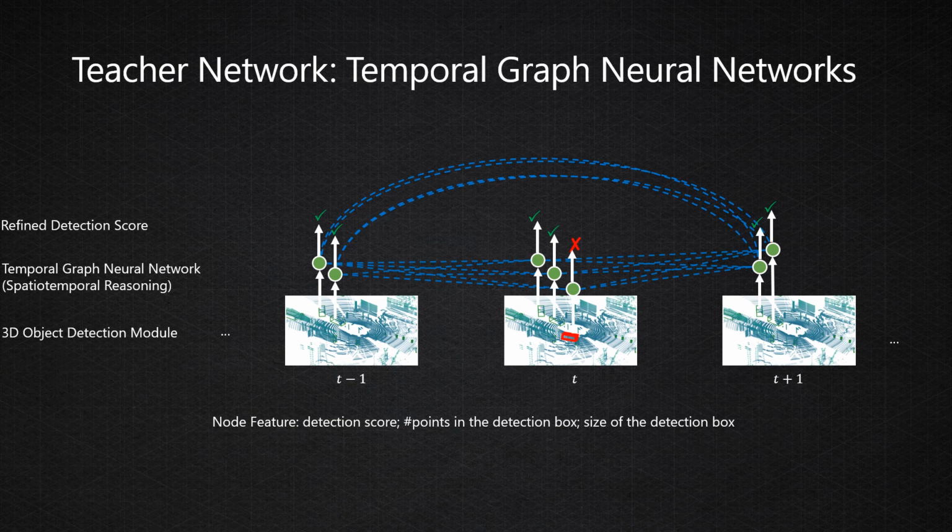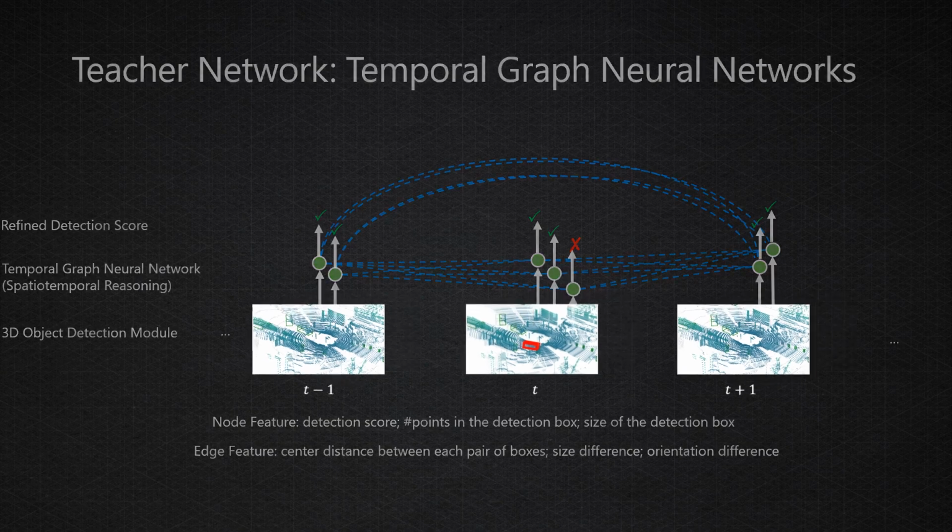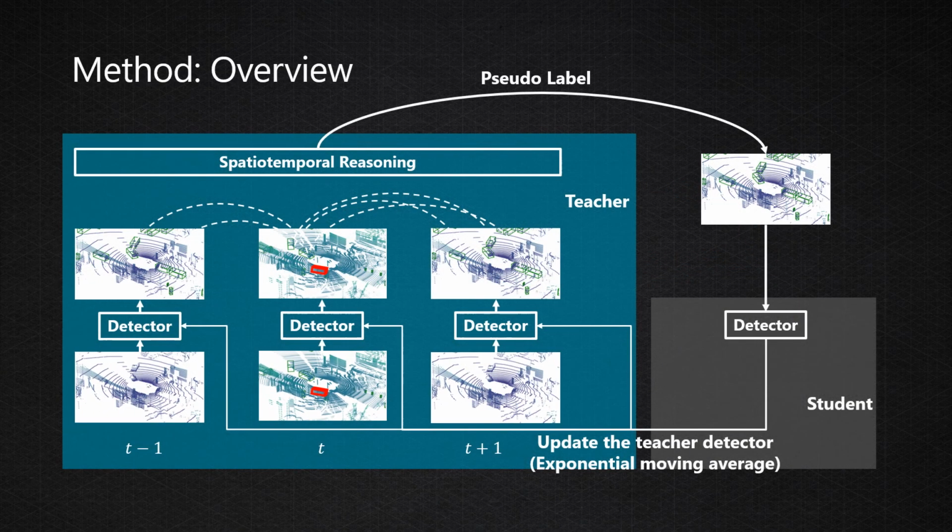Each node is connected to the neighboring nodes within the neighboring frames. We also add edge features, including center distance between each pair of boxes, the difference in the size along each dimension, and the difference in the bounding box orientation. The detector is updated as an exponential moving average of the students to provide better pseudo-labels.